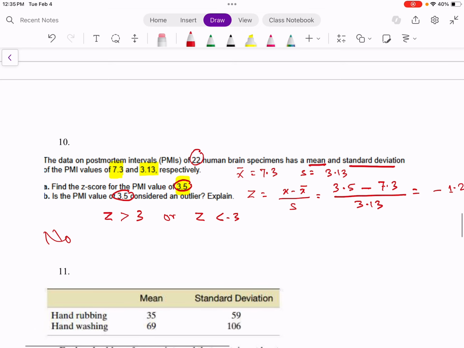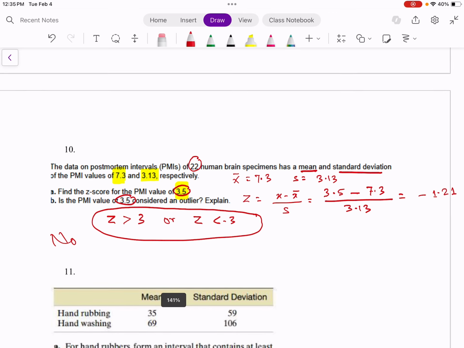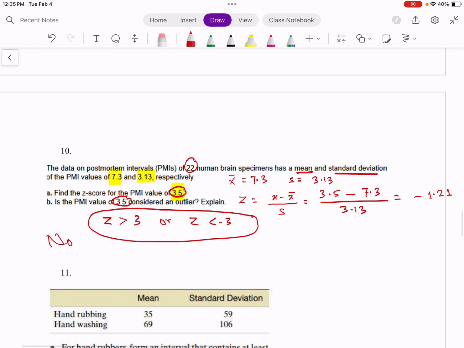So this is the condition that helps us find the possible outlier. You find the z-score for a measurement. If the z-score is greater than positive 3, or the z-score is less than negative 3, then those measurements are possible outliers. So this is about section 2.7, and we are done with section 2.7.